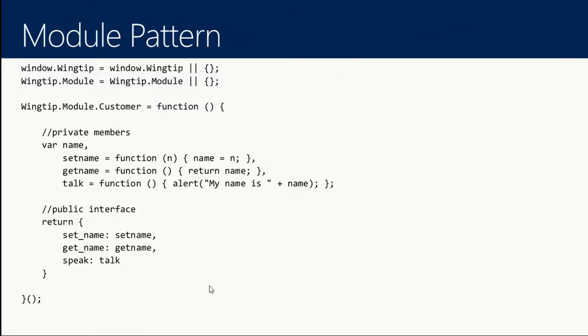So now you can have hidden code, right? You can have private and public code. And this starts to feel a lot nicer, right? Now I feel like I can structure my code into things that people can reuse.